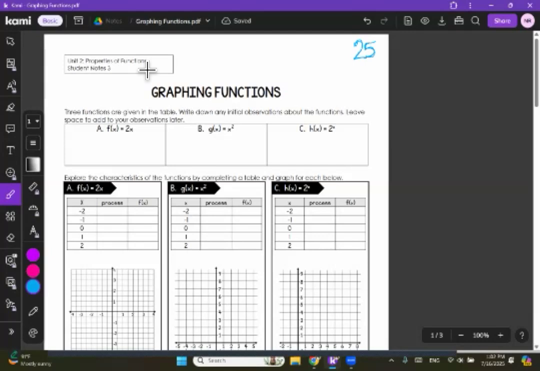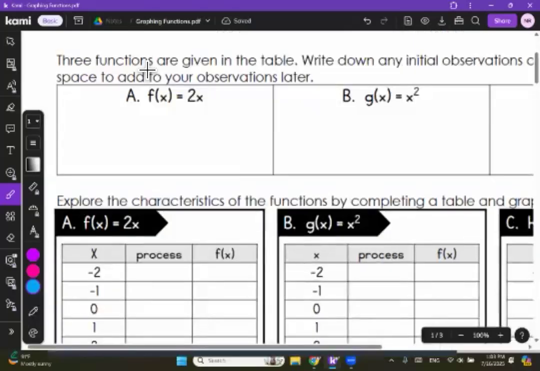3 functions are given in the table. Write down any initial observations about the functions. Leave space to add your observations. Add your observations later. Now we're just going to do the initial observation. So the one observation that they want you to notice is different between all 3 of them is going to be the exponent.